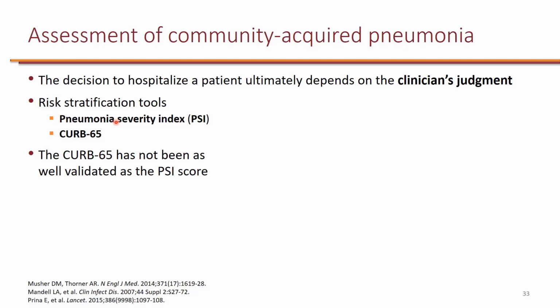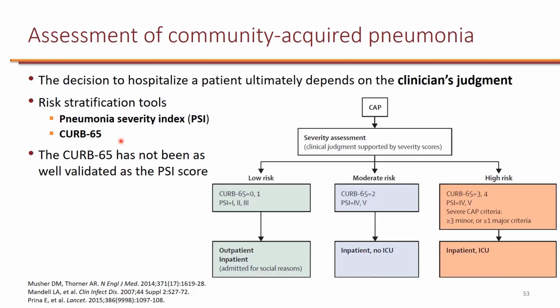Now, these scores are just to help. They are not to replace clinical judgment. The CURB-65 has not been as well validated as the PSI score, but because CURB-65 is more simple, it's more practical to use at bedside. So when a patient with CAP is presented, the severity of illness is assessed, and then the patients can, generally speaking, be in 3 different groups. So there could be the low risk group, moderate risk group, and high risk group.